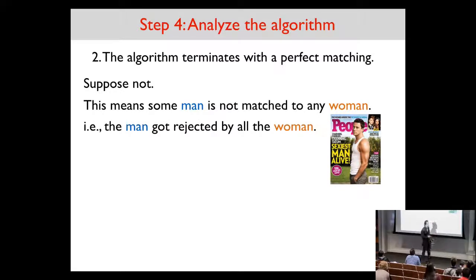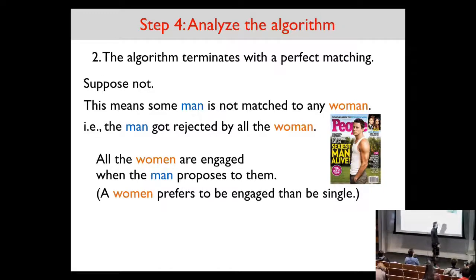But yeah, there's this man who basically got rejected by all the women. When a man is not matched, the algorithm picks a man that's not matched, and he has to go through all the proposals, and then at the end, if he's not matched, he's not matched. So this man got rejected by all the women, but that implies that all the women are engaged when the man proposes to them.